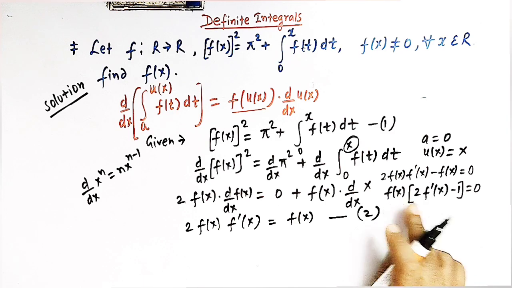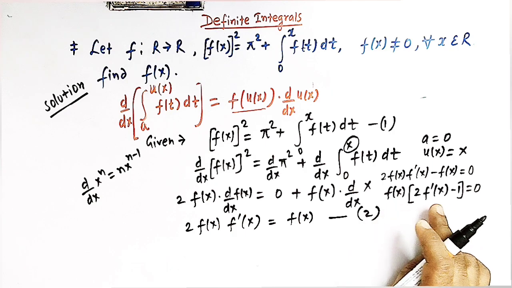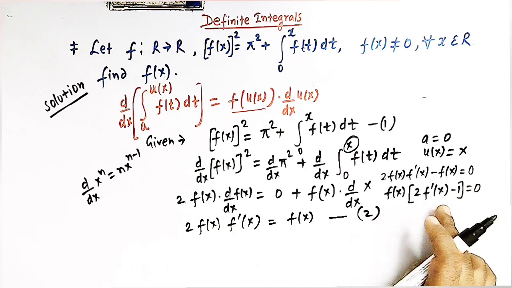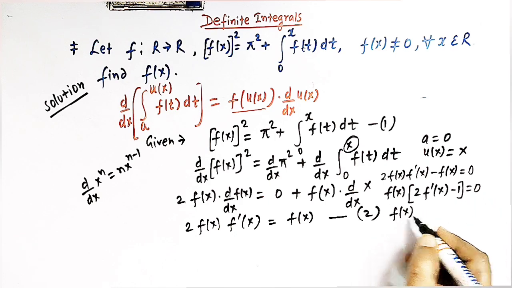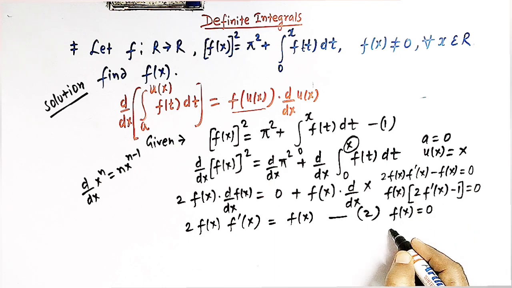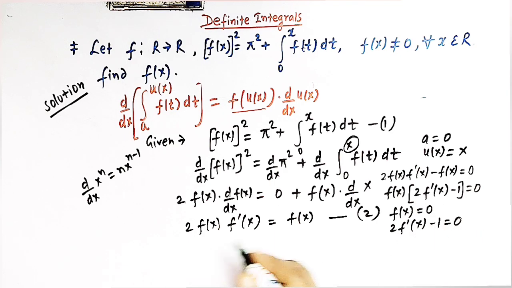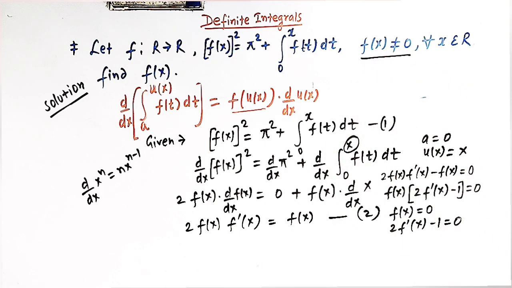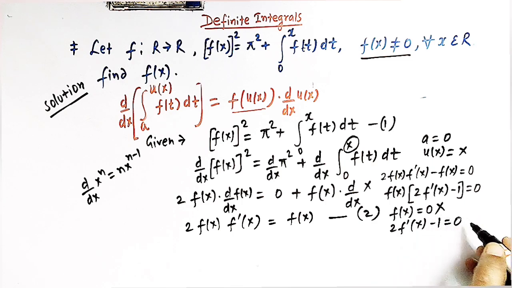So now we have here two factors. The first one is f of x, and the other one is 2 times f prime of x minus 1, and the product is equal to 0, right? So we must have f of x is equal to 0, and 2 times f prime of x minus 1 is equal to 0. But here we are given that f of x cannot be equal to 0, so we'll discard this equation, right? And we'll take up this one.